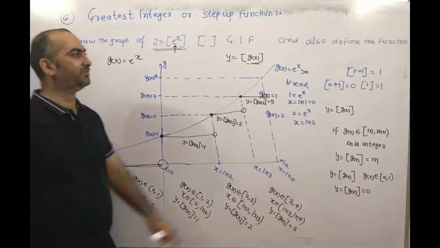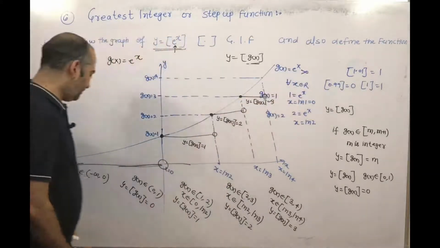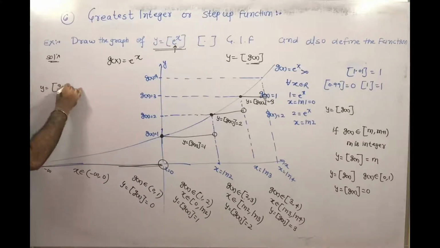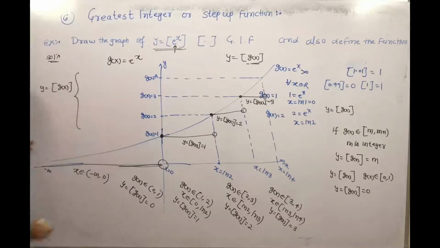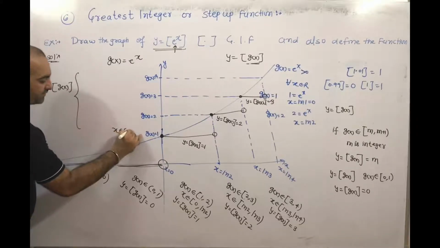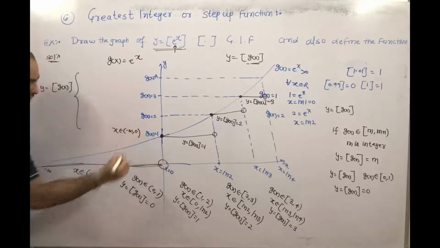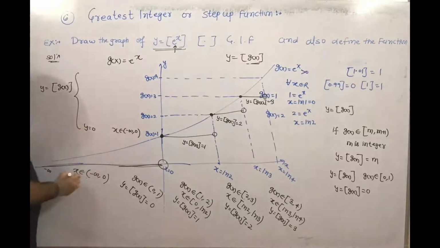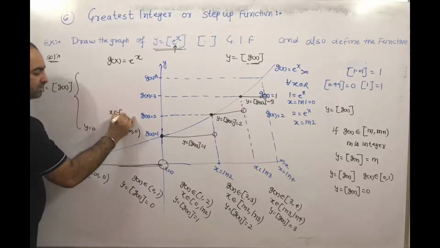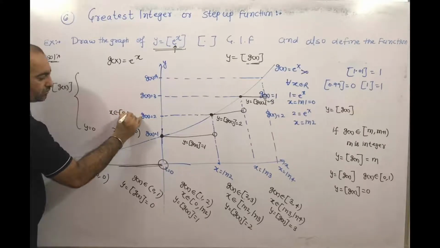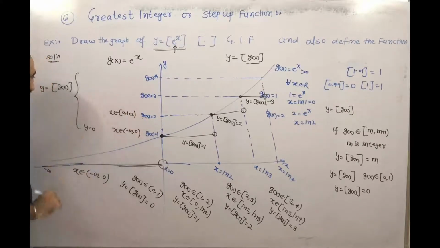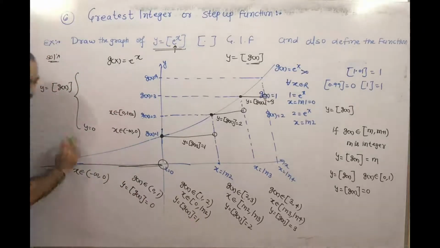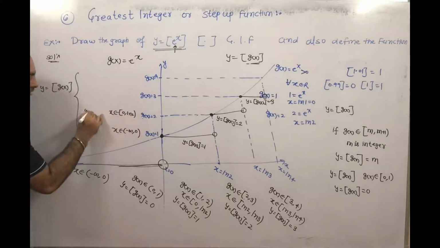And how to define the function? So very simple, we can say that y equal to greatest integer of g(x), x belongs to minus infinity to 0, 0 is open. Then this value is coming y equal to 0. Next is what? x belongs to closed interval 0 to ln2, ln2 is open. So for this value, y equal to greatest integer of g(x) value, what will come? 1 will come. So y equal to 1 we are getting.